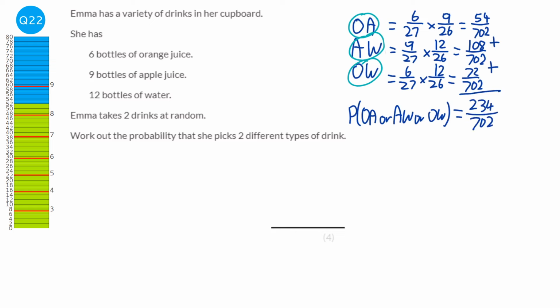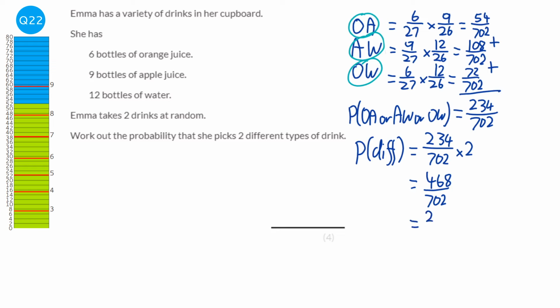Now, I said we would deal with the reverse situations now. As I said, OA is going to be equal to AO, AW is equal to WA, and OW is equal to WO. So all we need to do to find the probability that the drinks are different is get the 234 over 702 and just double it. We can do that by just doubling the numerator, so 468 over 702. That cancels down to 2/3, so there is a 2/3 chance that the drinks will be different.